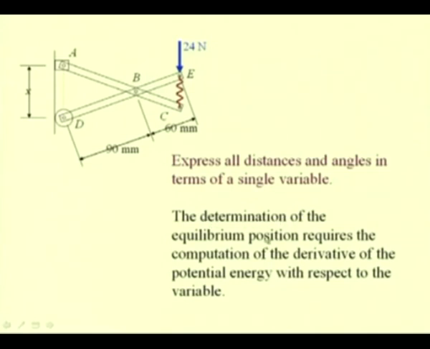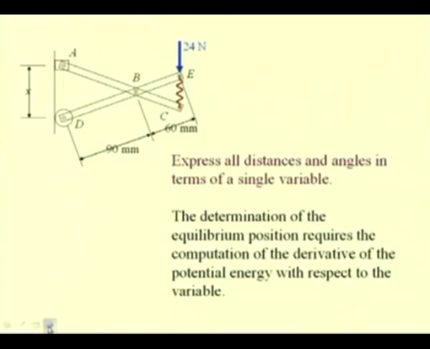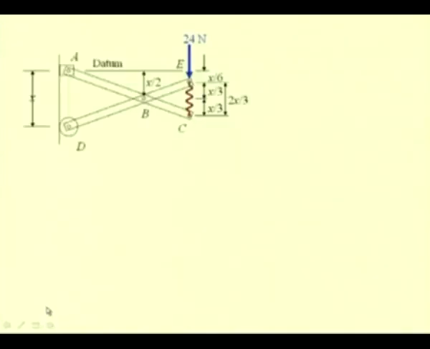and we determine the equilibrium position by computing the derivative of the potential energy. So, first we write the potential energy term and then we differentiate it to find the equilibrium position. So, first let us draw the active force diagram and mark all the distances. So, we have chosen the horizontal line passing through this pin at A as the datum.